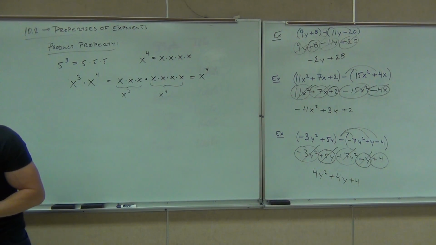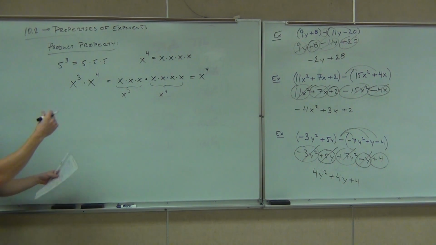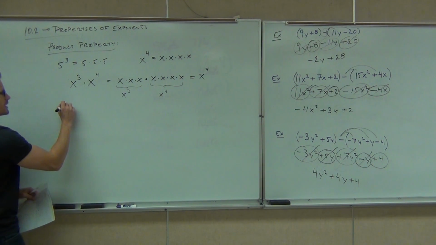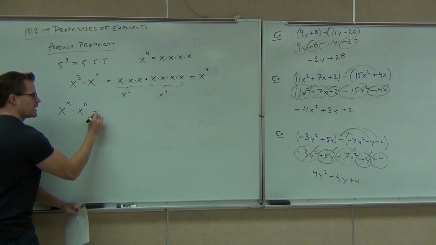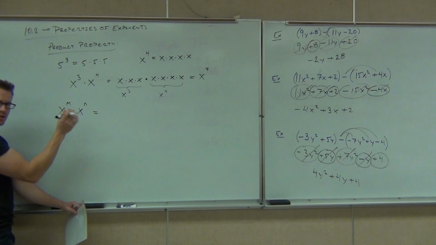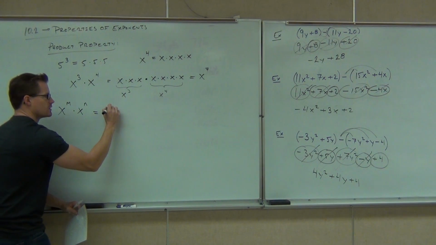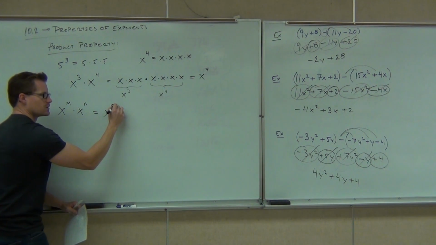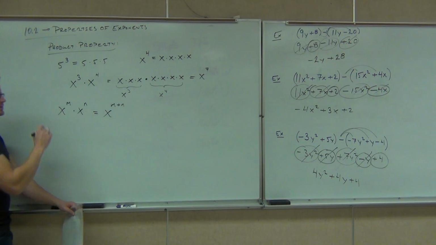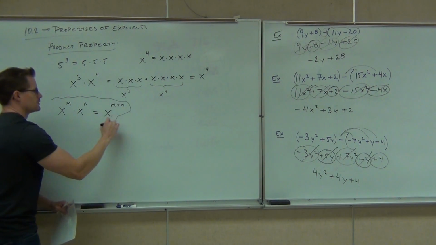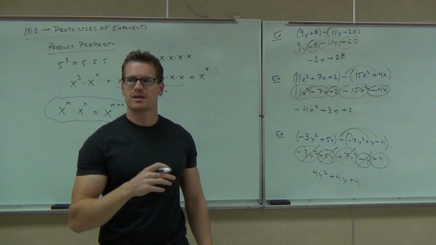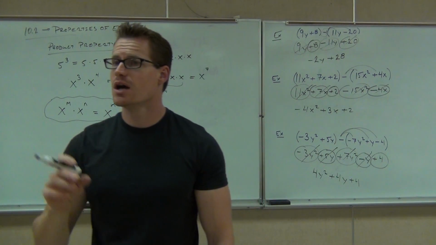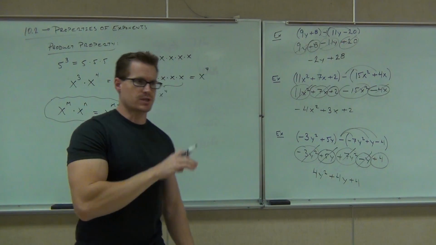So the product property says, and I'm going to be general right here, if you have x to the m times x to the n, in order to do this operation and get them combined, you have x to the m, what was it? Plus n. That right there is your product property. It says if you're multiplying common bases together, x's times x's, you simply add those exponents.